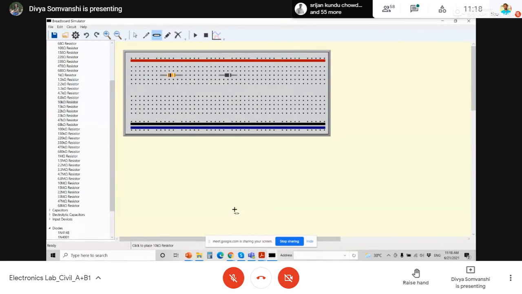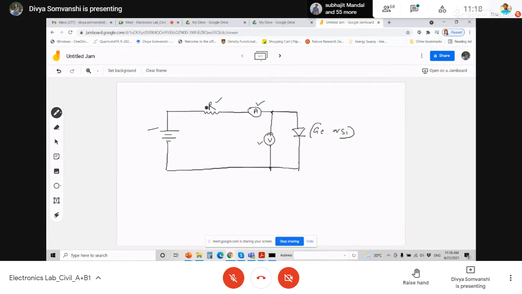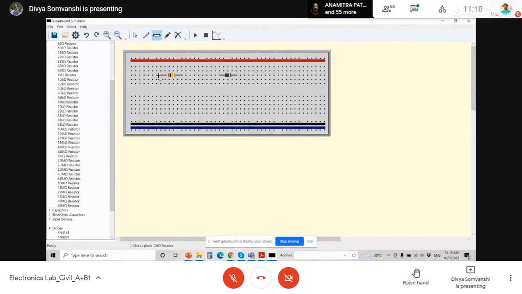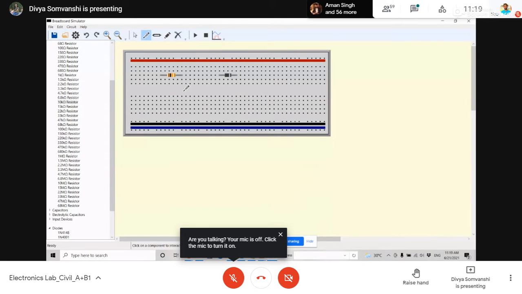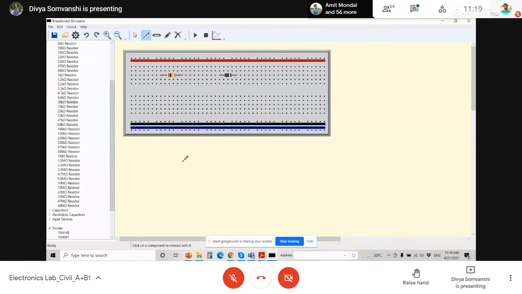So if I have to draw my circuit, one terminal of this resistance should be connected to the positive terminal of a battery, right? I think we cannot draw more. If you're interested, you can download that breadboard simulator, and there are a lot of things. I didn't go much into that because this is just how we can put these things. This is your silicon diode and this is your germanium diode.